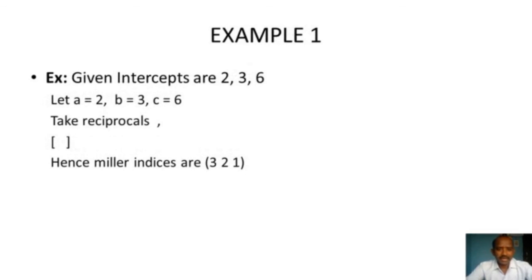If you take the second example, the intercepts are given as 2, 3, 6, that is A is equal to 2, B is equal to 3 and C is equal to 6. Take the reciprocal, it becomes 1 by 2, 1 by 3, 1 by 6, and the LCM is 6. Multiply: 1 by 2 into 6 we get 3, 1 by 3 into 6 we get 2, 1 by 6 into 6 we get 1. Hence the Miller indices can be written as 3, 2, 1. So it is easy to find the Miller indices using only the numbers.